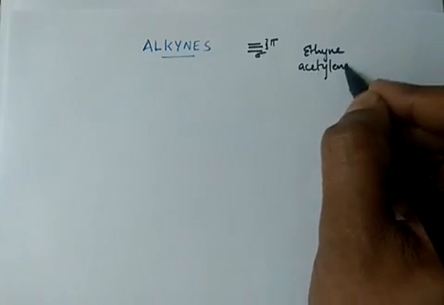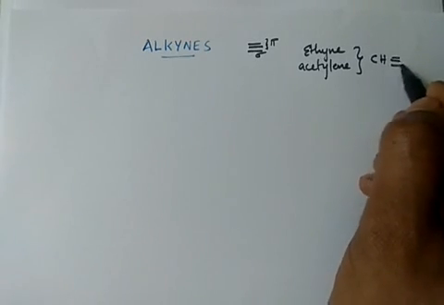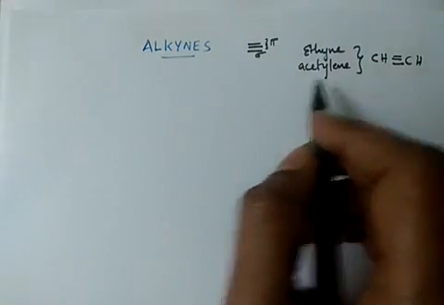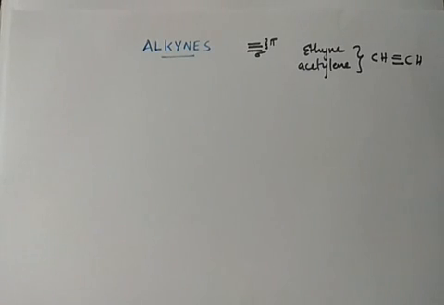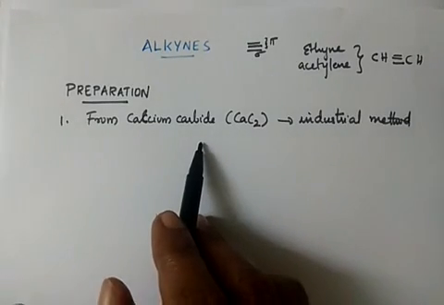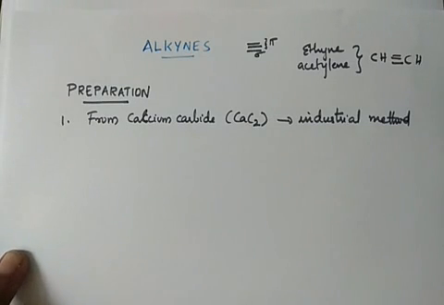Acetylene is the simplest alkyne and its formula is CH triple bond CH. This is the formula of ethyne or acetylene. Now let's see the preparation. On an industrial scale, acetylene is prepared from calcium carbide. This is the industrial method of preparation of acetylene, that is, from calcium carbide.